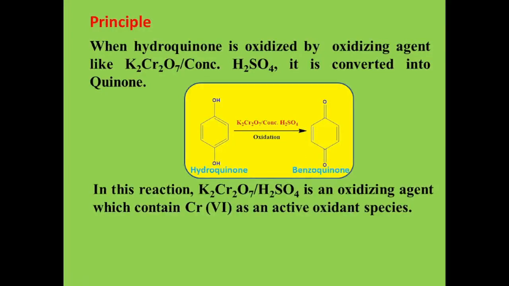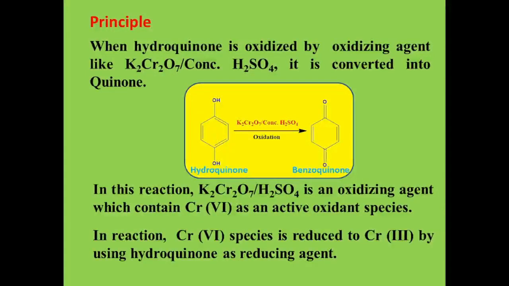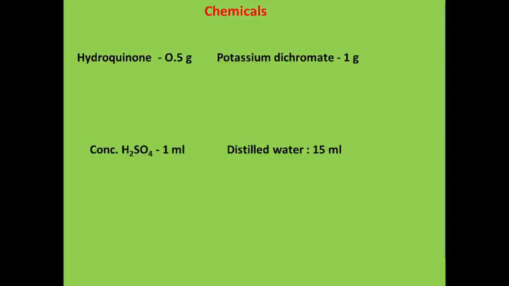In this reaction, potassium dichromate and sulfuric acid is an oxidizing agent which contains chromium 6 as the active oxidant species, while the chromium 6 species is reduced to chromium 3 by hydroquinone, which acts as a reducing agent.